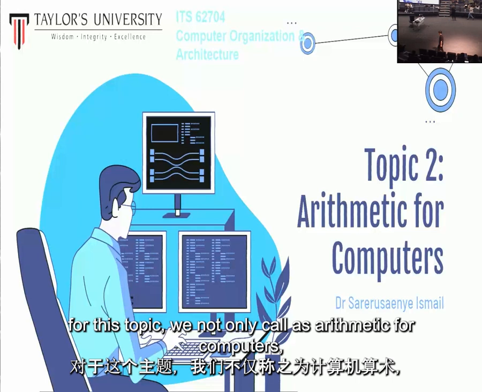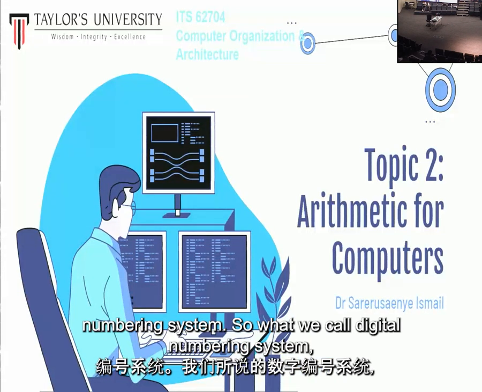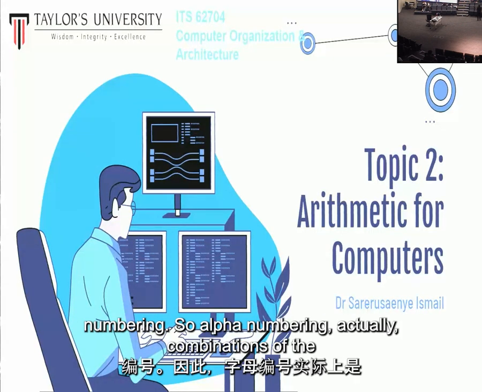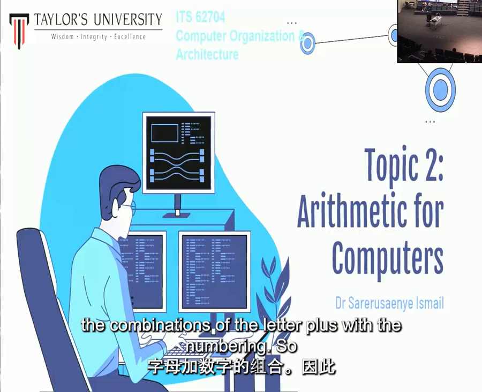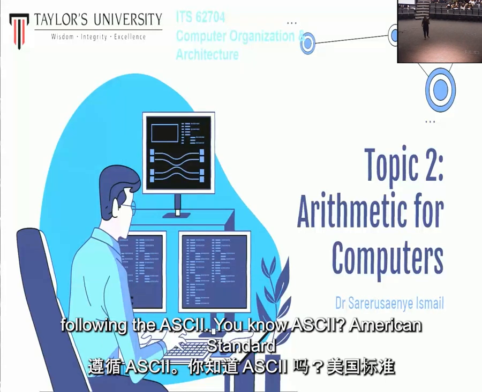Anyhow, for this topic, we not only call it arithmetic for computers, we also call it the digital numbering system. So what do we call the digital numbering system? As human beings, we are used to alphanumeric. Alphanumeric is actually combinations of the letters A, B, C, D until Z, and after that, combinations of letters with numbering. As human beings, we understand the numbering, following ASCII. You know, right? ASCII, American Standard Code.